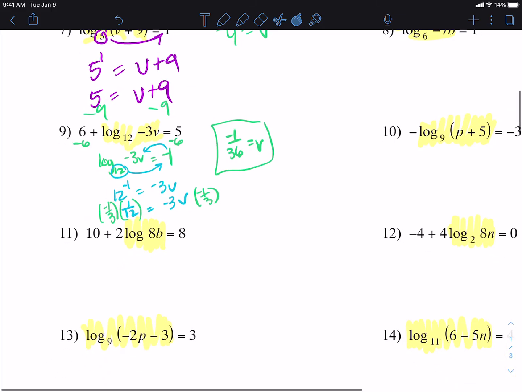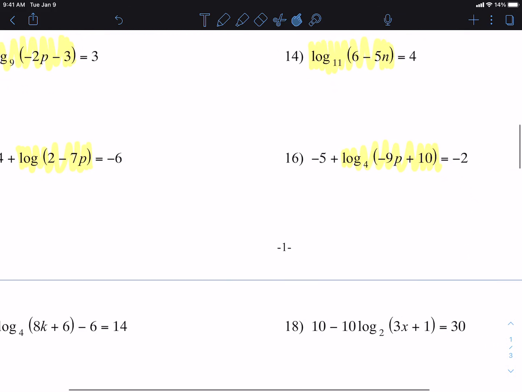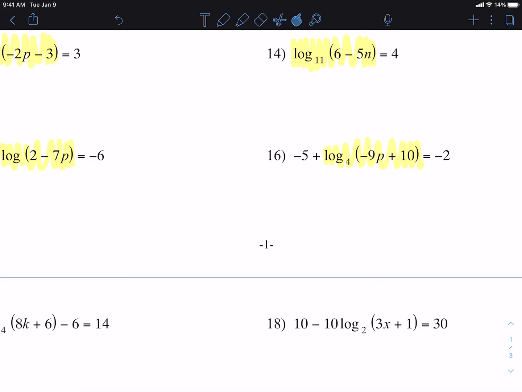Okay. Let's try number 16. So if we look at this one, we've got something going on the outside, but we also have things going on the inside. But I want to get the highlighted part alone first. So I'm going to add 5.